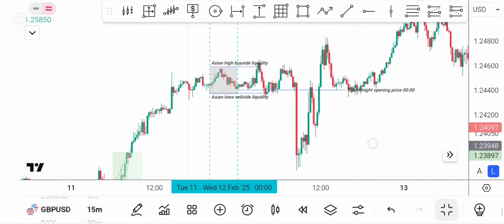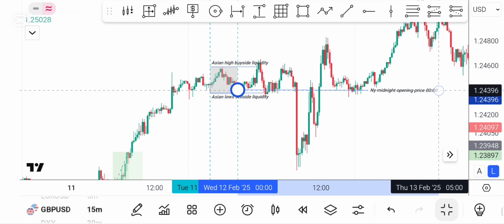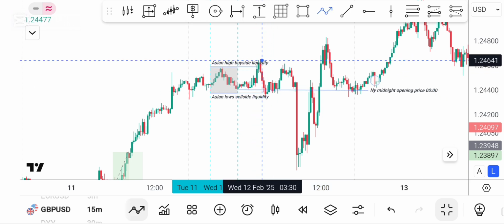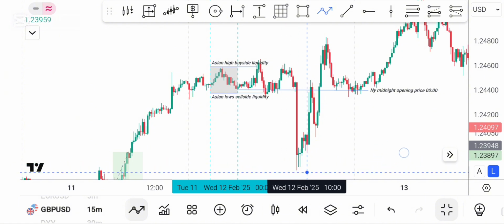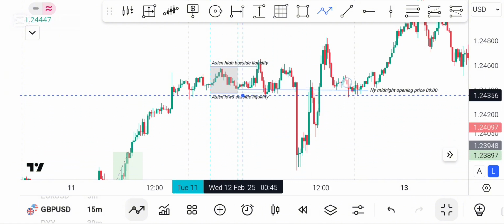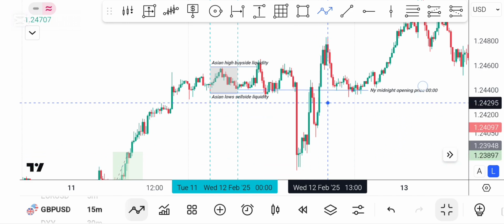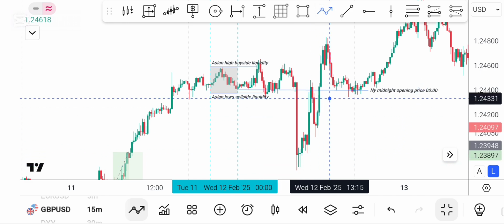The condition is if we are bearish we want to see a run on buy side liquidity, and then we'll look for sell opportunities. And if you are bullish, we'll look for a run on sell side liquidity, and then we are going to look for buy opportunities right down here. All right, so let us see what happens on Wednesday.